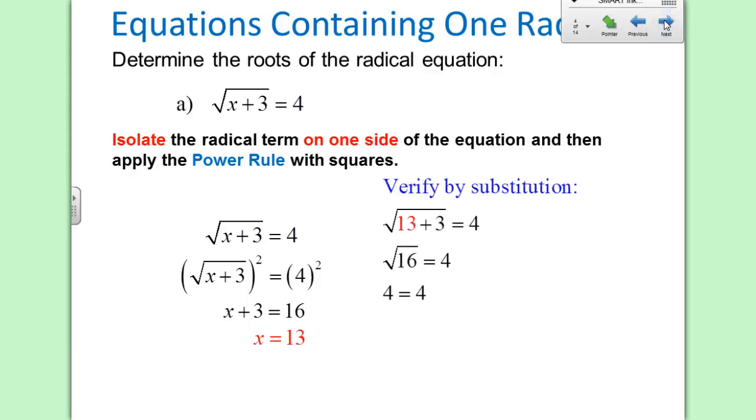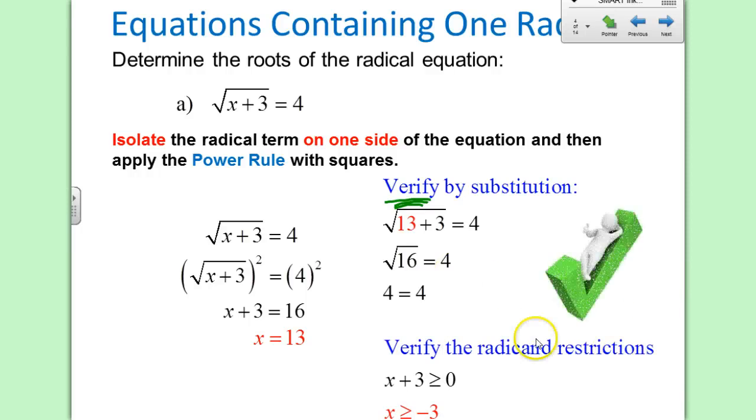So you verify by substitution. You have to do this. You have to. It's not an option. I know in the back of the book or in the assignments it always asks. That's part of what you do. As soon as you have to square something, you have to do that.